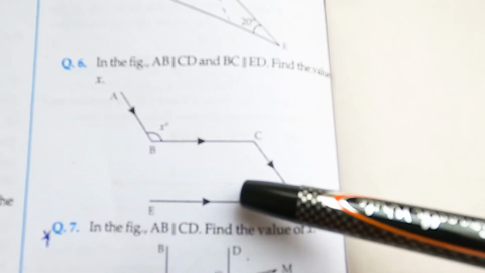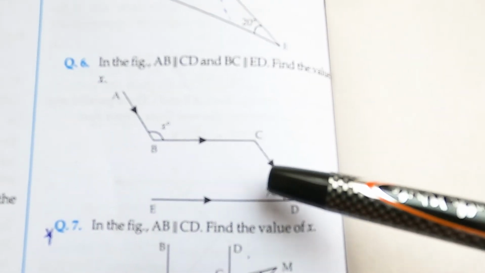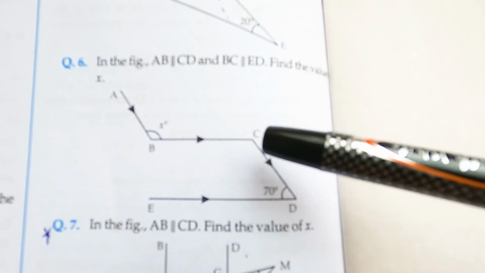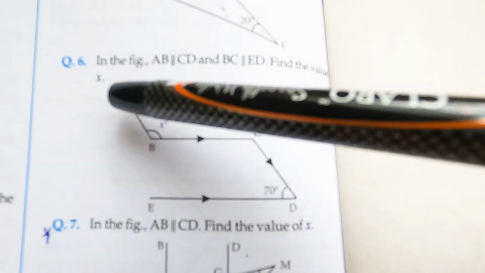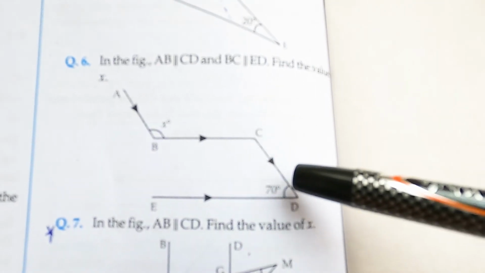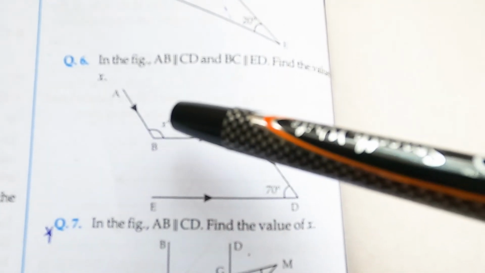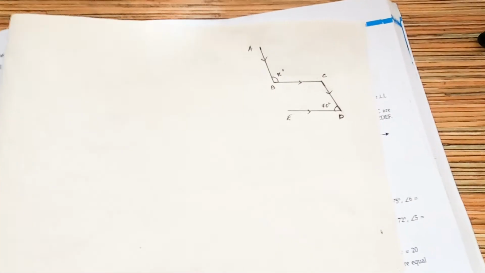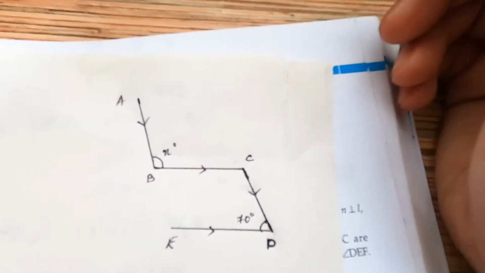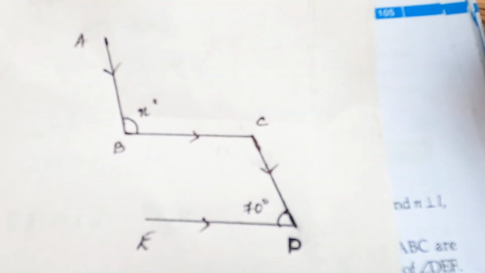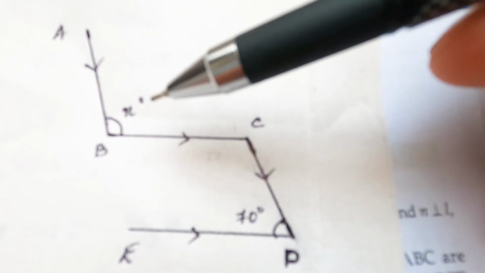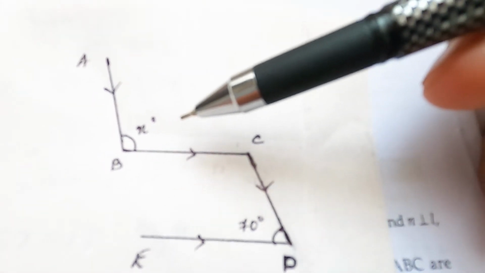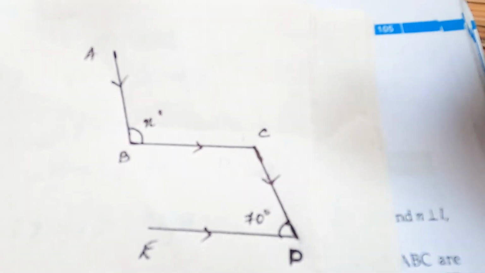All right. So if they are parallel, it means the angles are equal. So D and C, the angles will be equal, and AB and CD, angle B and C will be equal. All right. So let us find the measurement of x. In this case also, it is the same as question number 5.